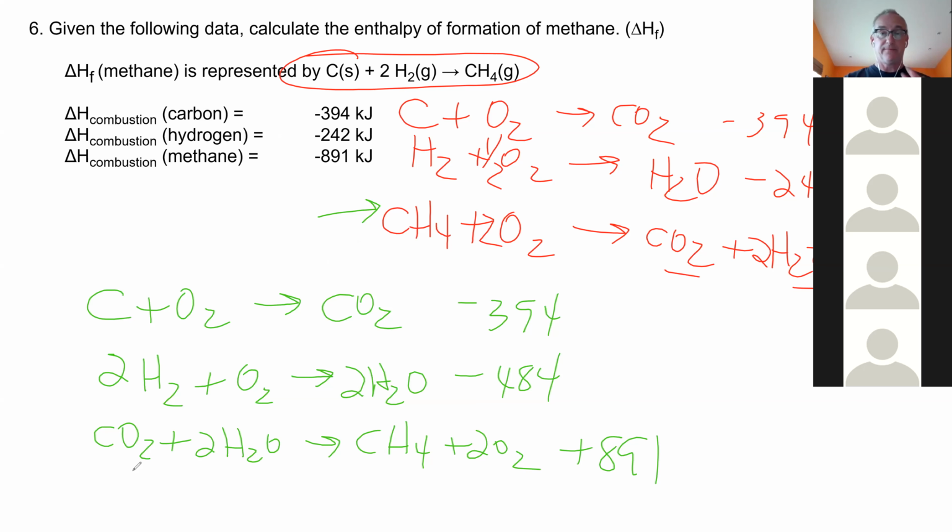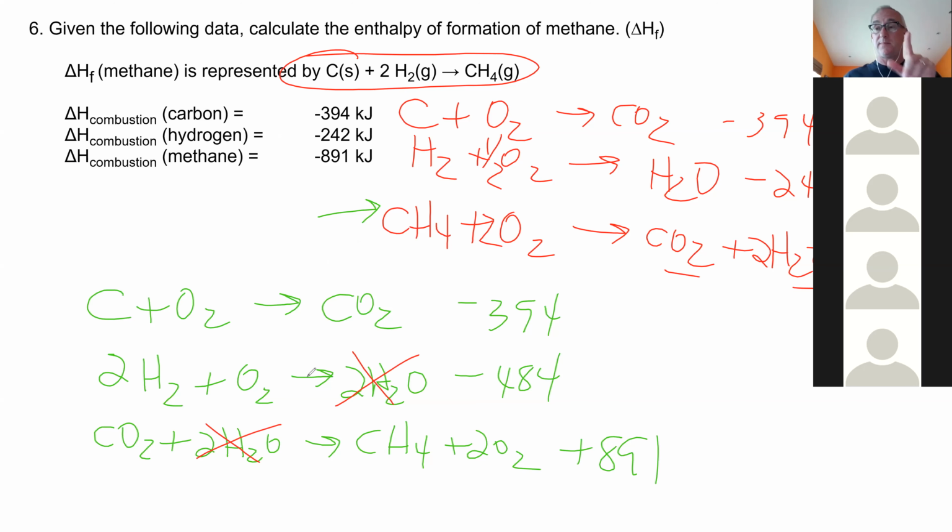Now we can start canceling things that are on both sides. So what are on both sides that we can cancel? The 2H2O. Yeah, there's 2 waters on both sides, right? So I've got water as a product in my second reaction, and I've got 2 moles of water as a reactant in the third one. So exactly the same amount. So I can cross them out.